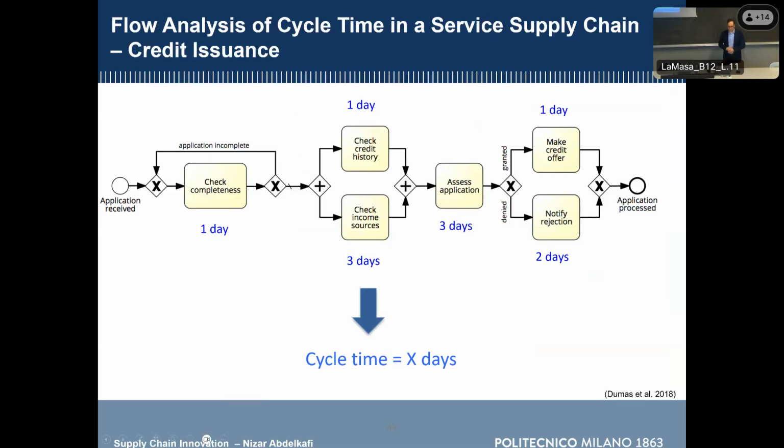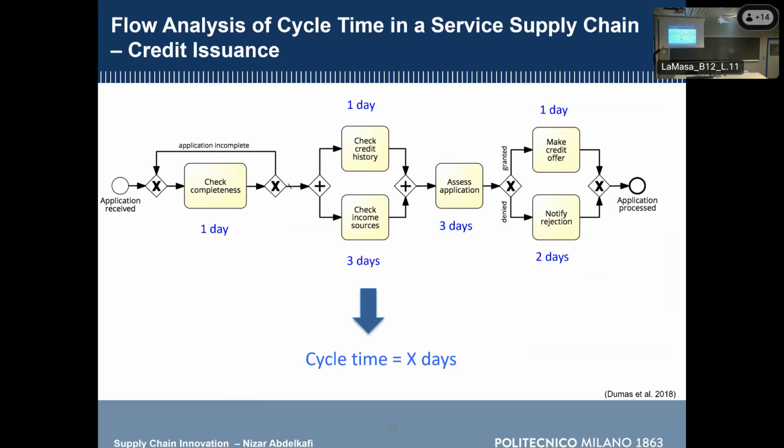So we have this process. We will do the flow analysis of cycle time in the service supply chain and credit assurance. So you would like to get a credit from the bank, and this is the process that your application has to go through in order to get the loan, or the credit, at the end. So you put in an application for a loan. What the bank does is check completeness, so that all of the documents are completed.